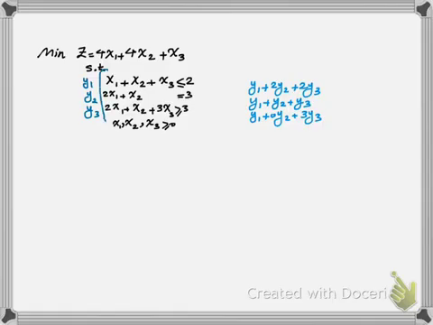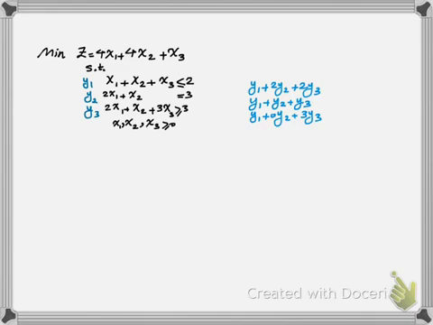So the first equation comes from here, 1y1 plus 2y2 plus 2y3. The second equation comes from here, y1 plus y2 plus y3. The third one comes from here, 1y1 plus 0y2 plus 3y3.